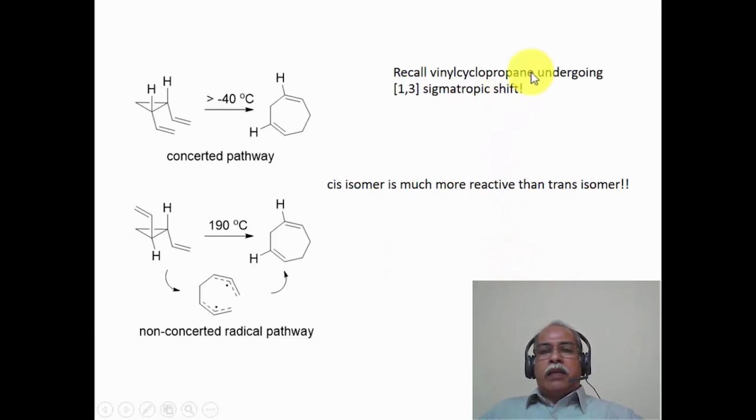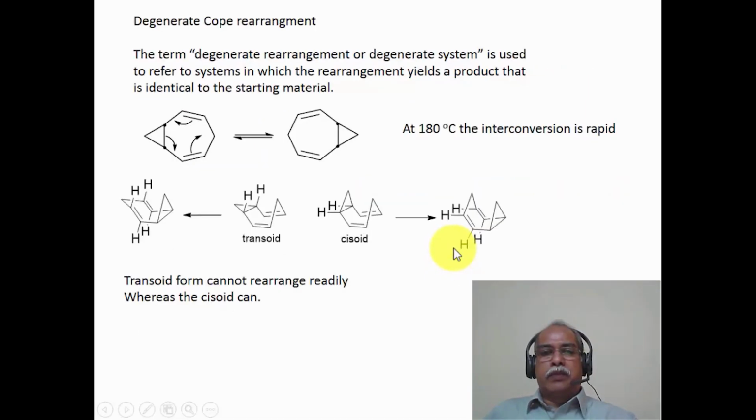Now you can recall the vinylcyclopropane undergoing a 1,3 sigmatropic rearrangement. Such a facility is not competing in this particular process. Vinylcyclopropane, this in fact can proceed through a 1,3 sigmatropic rearrangement. It does not take place because the 3,3 sigmatropic rearrangement has a much more facile and lower energy pathway compared to the 1,3 sigmatropic rearrangement.